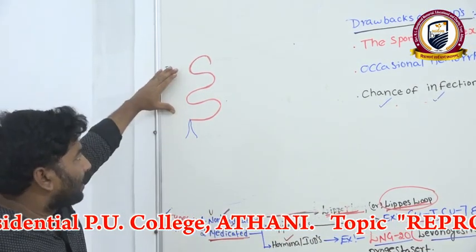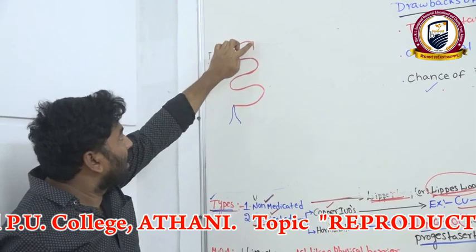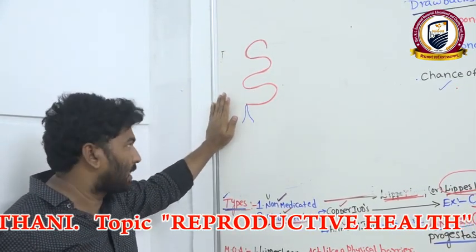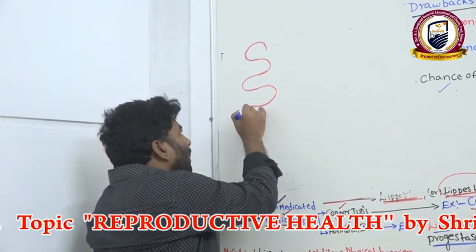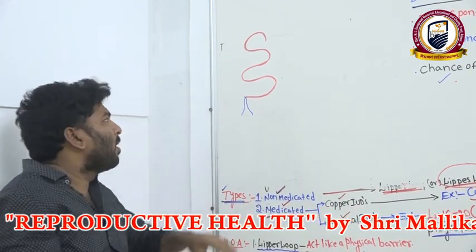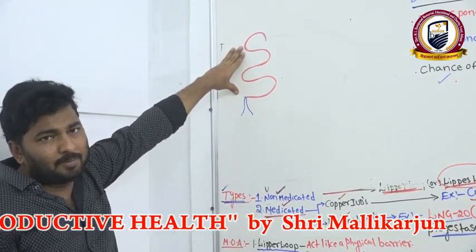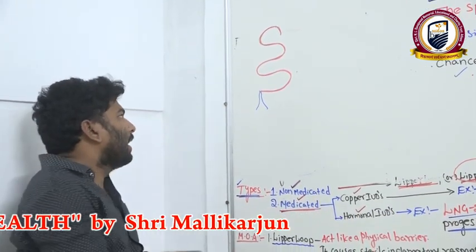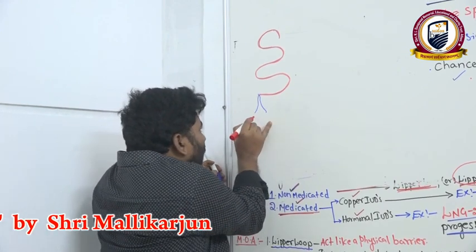It is made up of plastic. It is a coiled structure, that is, a double S-shaped coiled structure. Clear? It does not have any kind of medication in it. It is just a plastic tube. That is how it works.